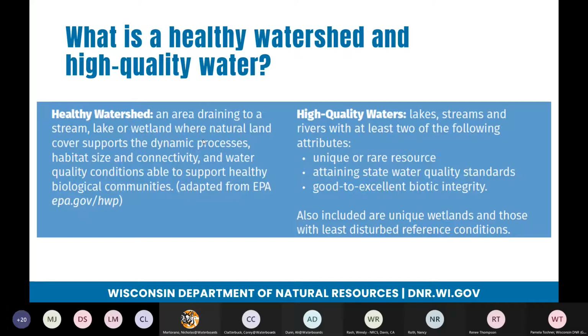As far as high quality waters, we basically landed on a preponderance of evidence needs to show that the water is high quality, and these waters are all monitored. So we have empirical data that would support these 3 criteria listed here for lakes, streams, and rivers. It needs to be a unique or rare resource. It needs to attain state water quality standards, or it needs to have good to excellent biotic integrity. So if a water body, a lake, river, or stream has 2 of those things, we've determined it's a high quality water. We also included wetlands in this effort.